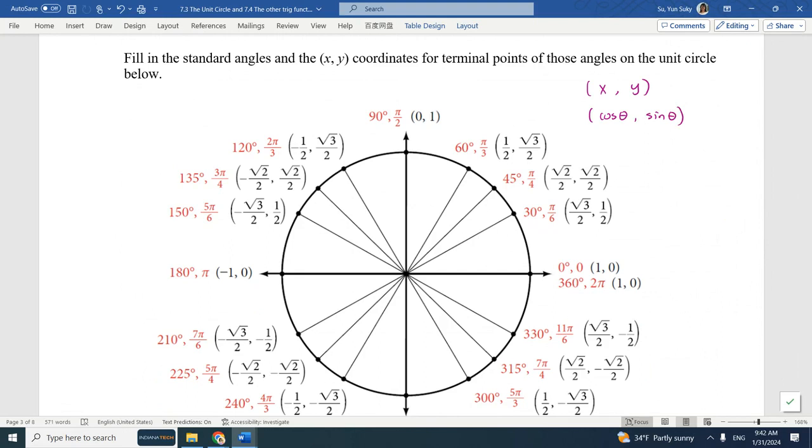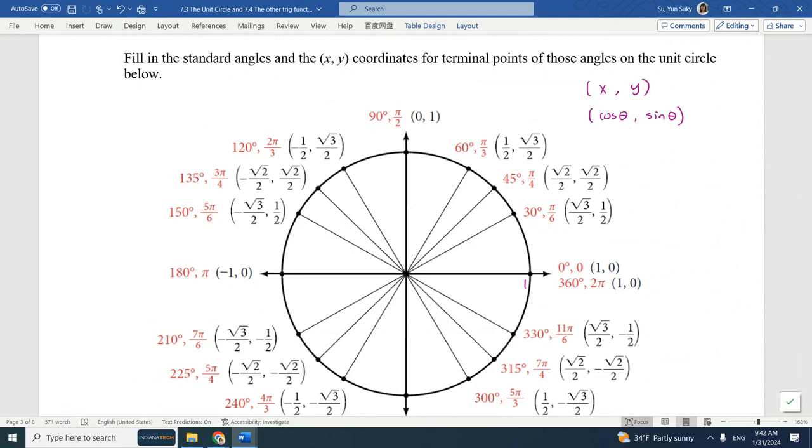So that is the coordinates. Now, how do we figure out all this? Okay, start with this point. Do you see this is a unit circle? Then the radius is 1, right? This length is 1. Then the coordinate of this point is 1, comma 0.